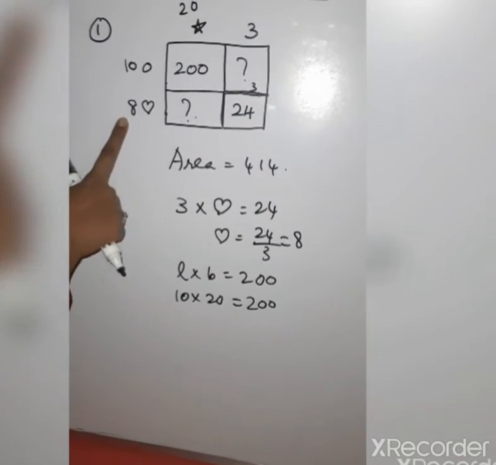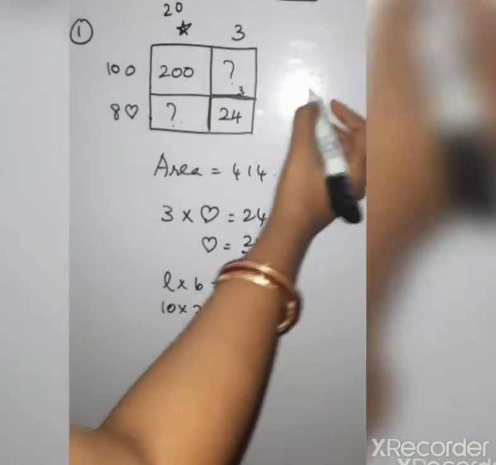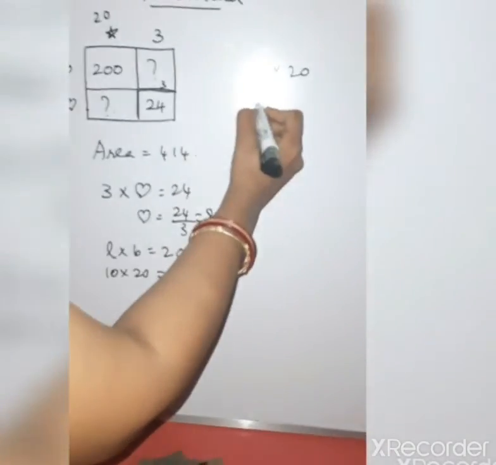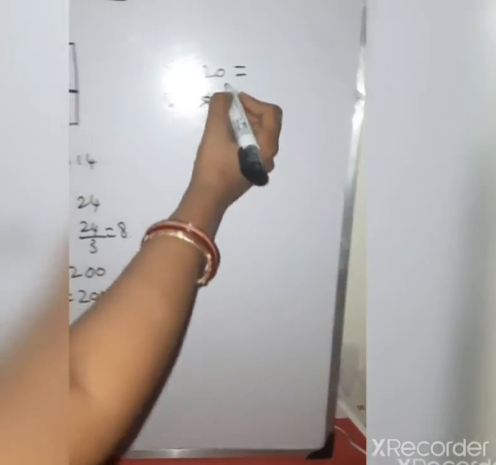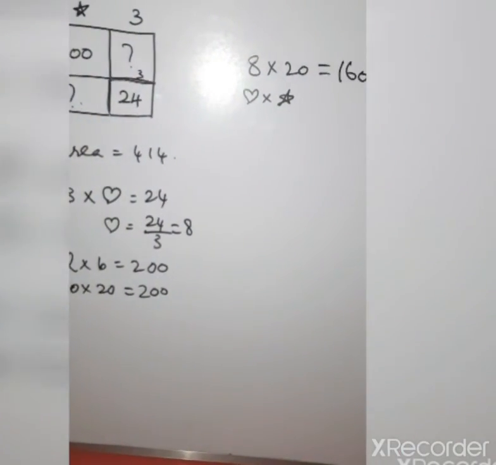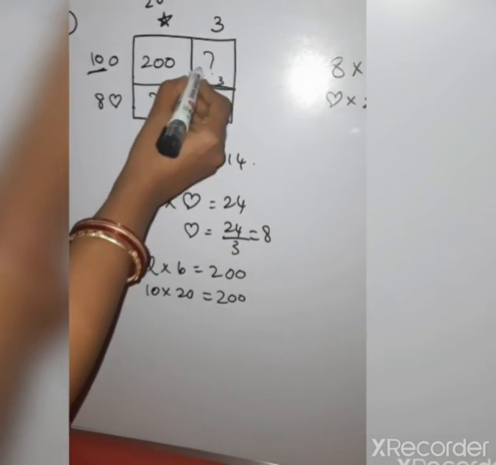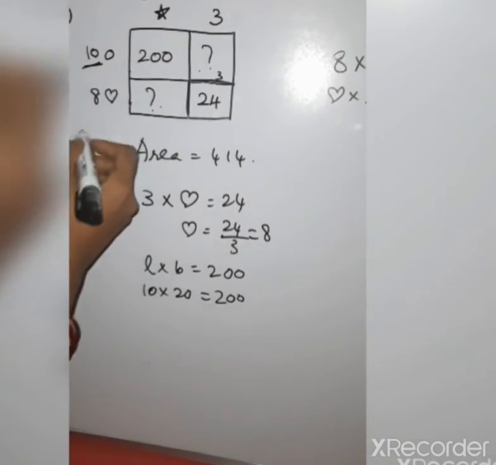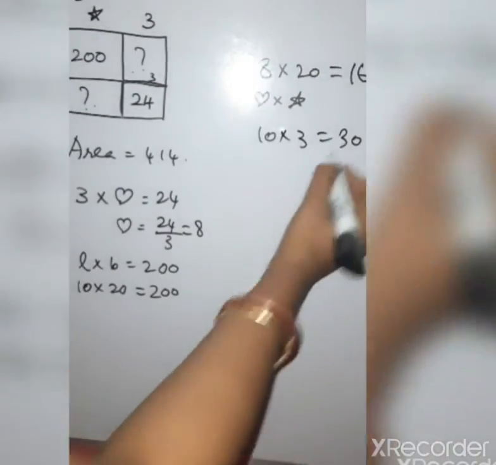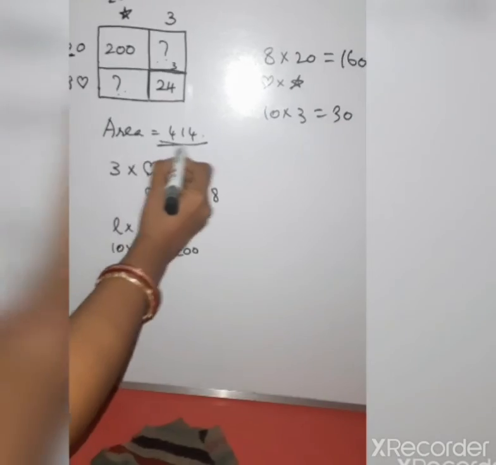So 8 is known for us, 20 is known. Now 8 into 20 gives you the area here, that is 8 into 20, which is, 8 twos are 16, so 160 is the answer. Okay, and here you have 10, and the last area is this box, which has the breadth 3. So 10 into 3 will be 30.